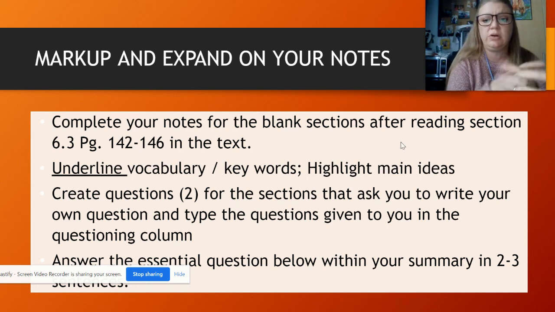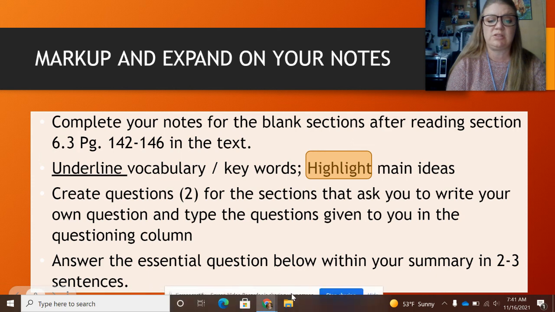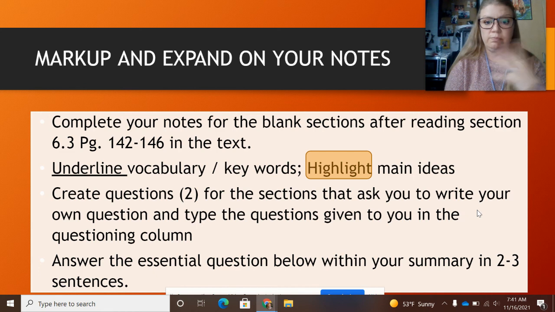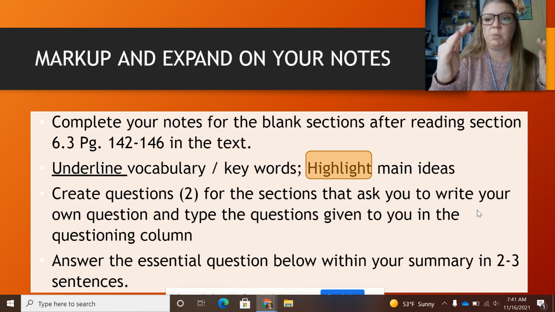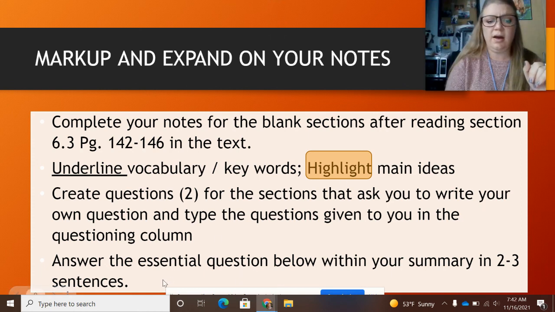Remember, you are going to complete your notes in each of the blank sections, identify key words, highlight main ideas, create the 2 section questions for the sections that were missing them, and then answer the essential question in your summary. So all the usual things. Remember, this part is half your points. You get 10 points for just filling in the blanks, and then 10 points for actually finishing and wrapping up your notes. And that is the end of Songhai. So make sure you take the rest of the period to finish up your notes, and then write your summary.